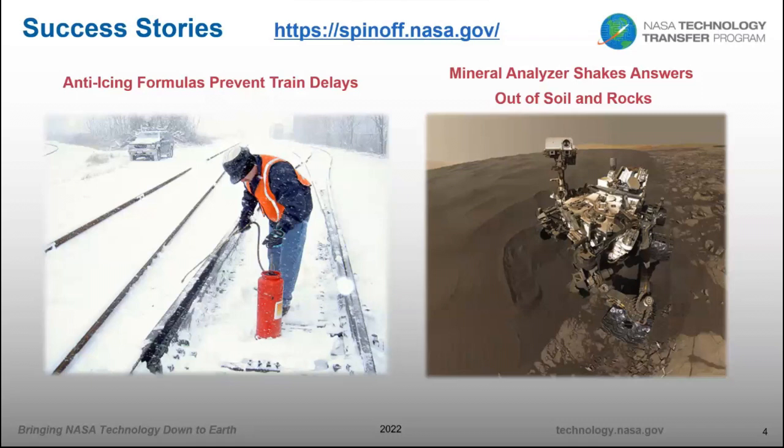And the one on the right, the mineral analyzer, is an X-ray diffraction technology that's on the Mars Curiosity rover. What it does is it drills into the soil, grabs the soil, shakes it really quickly, and uses X-ray diffraction to see what the contents are. So let's say here on Earth, rather than taking the sample and sending it to a lab, you can find out the components of that soil right then and there, rather than having a long lead time.